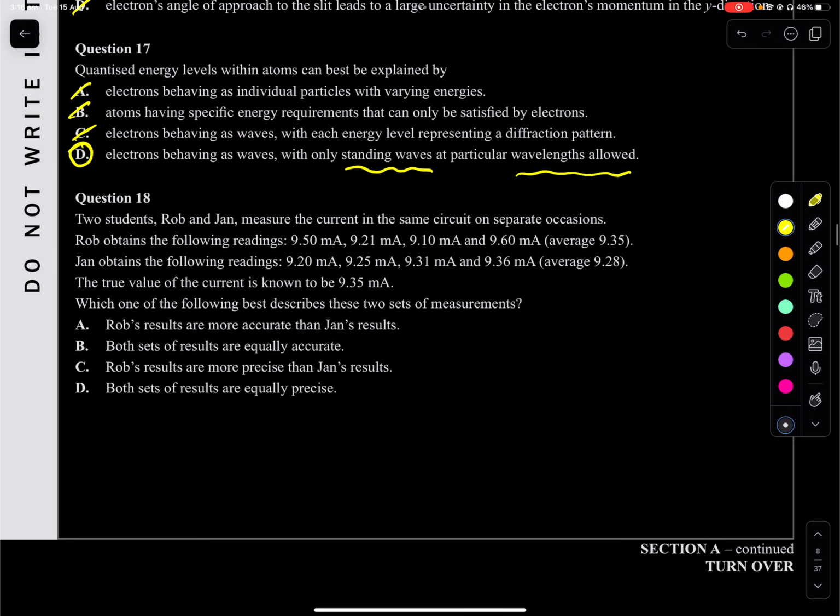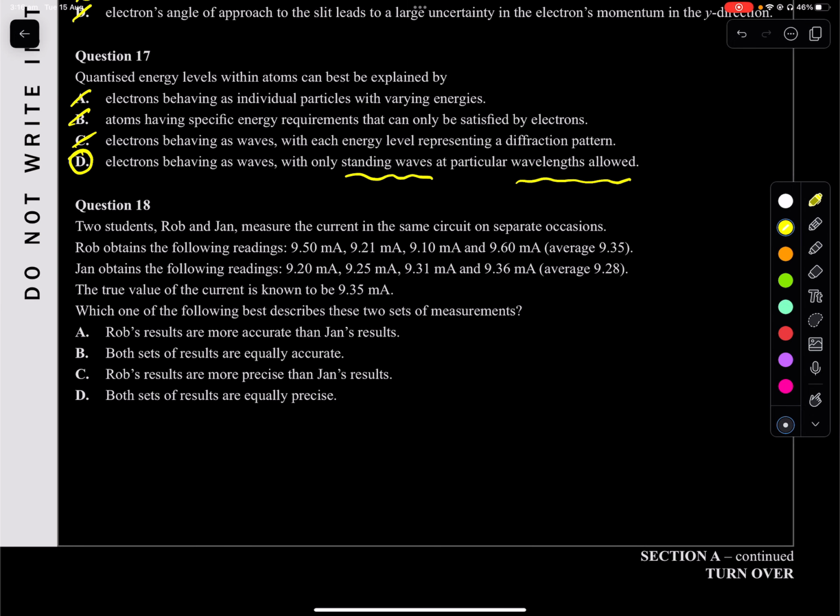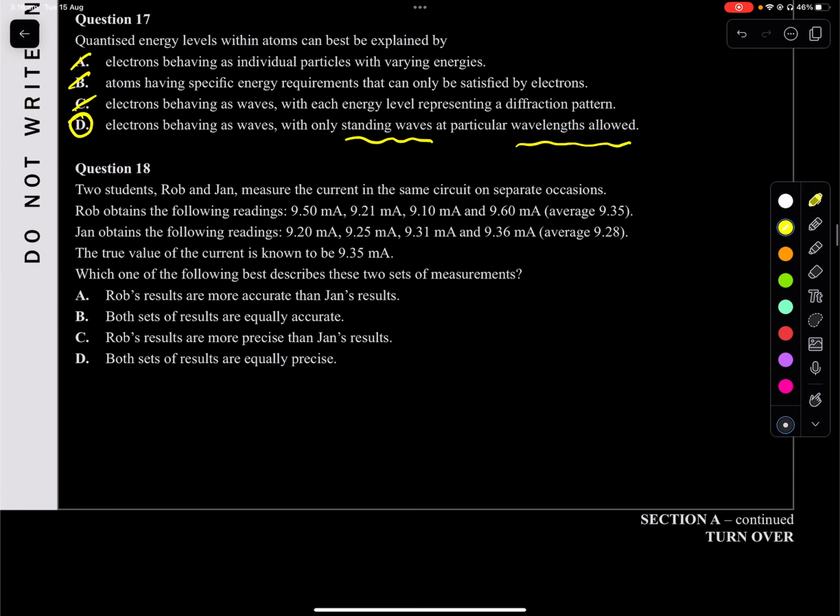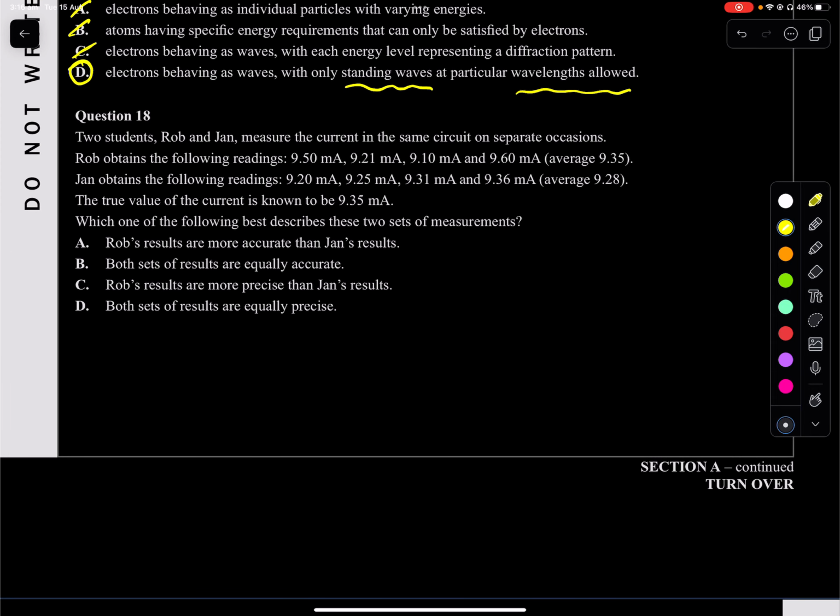Electrons behaving as waves with only standing waves at a particular wavelength allowed. Perfect. Question 18. Two students, Rob and Jane, measured the current in the same circuit on separate occasions. Rob obtains the following reading, and this is his average. Jane obtains the following reading, and this is her average. The true value of the current is known to be 9.35 milliamps. Which of the following best describes these two sets of values?